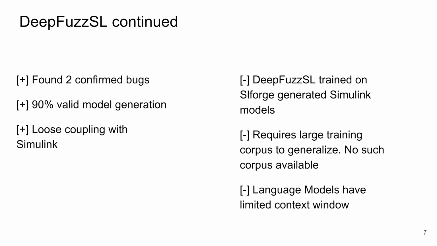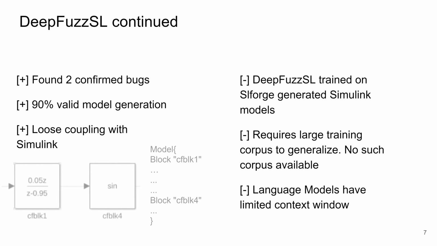But since training a deep neural network requires a large training corpus to generalize, and as there is no such large Simulink model corpus readily available, it trained the LSTM on a relatively small size, homogeneous, randomly generated models. Another aspect it overlooks is the fact that even state-of-the-art language models have limited context window, and it may not be able to capture long-term dependencies. An example would be if 2 adjacent blocks in a Simulink model appear further apart in the model file, then the language model may not be able to capture that dependency.